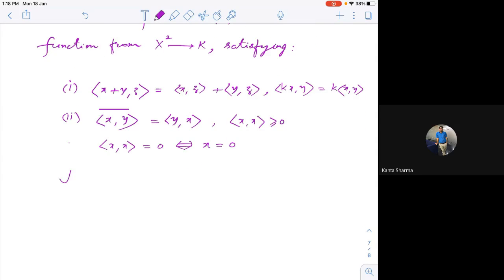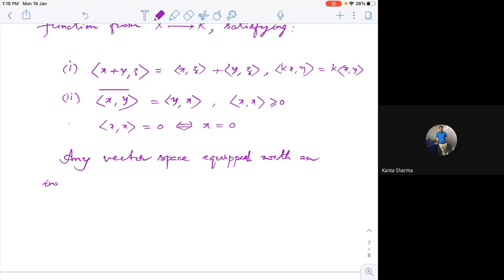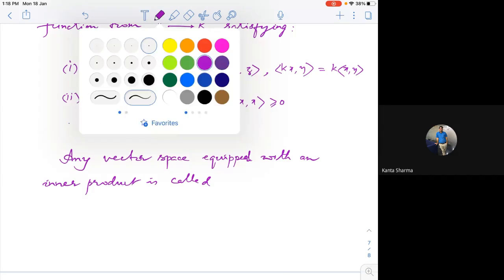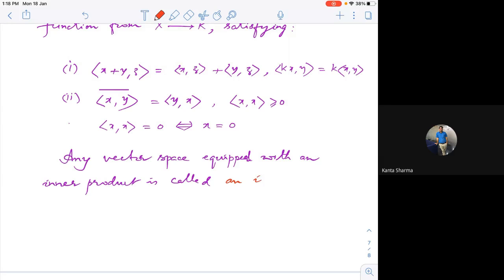So any vector space equipped with an inner product is called an inner product space. We can produce a number of examples. Inner product space, right? So what is an inner product space?